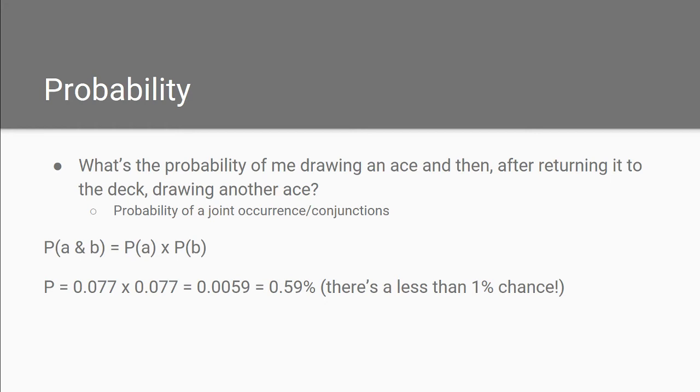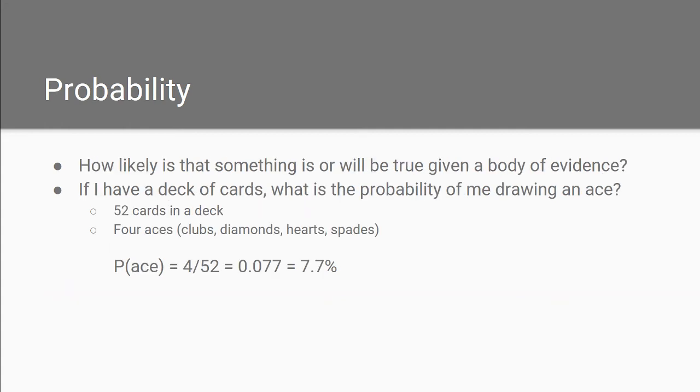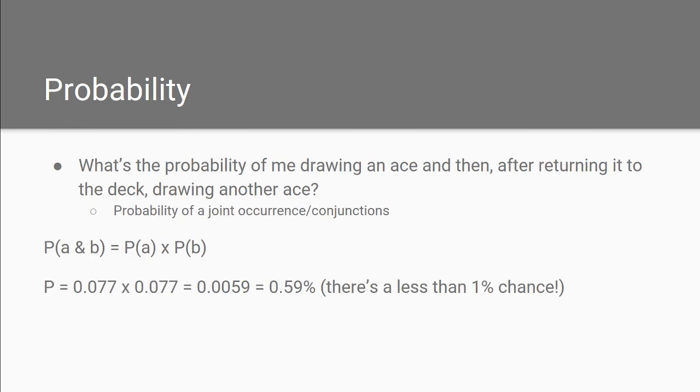And to determine the probability of a joint occurrence, you take the first probability and multiply it by the second. As we established, the probability of drawing any one ace is 4 in 52. Remember, there are 4 aces and 52 cards in a deck. In this example, let's say I draw the ace, put it back in the deck, reshuffle it, and I want to know the probability that I'm going to draw another ace.